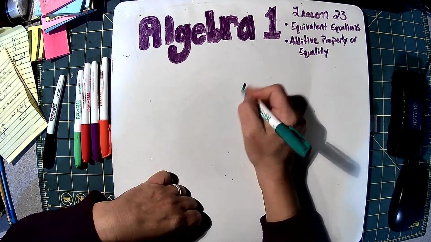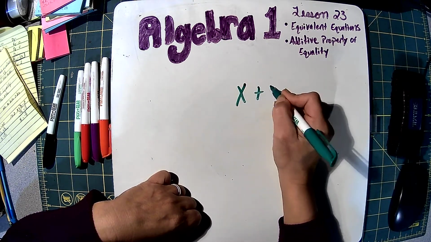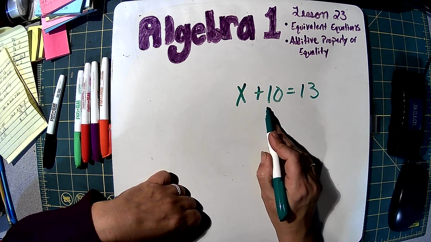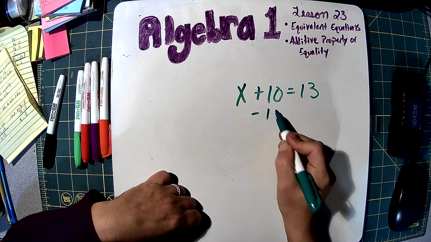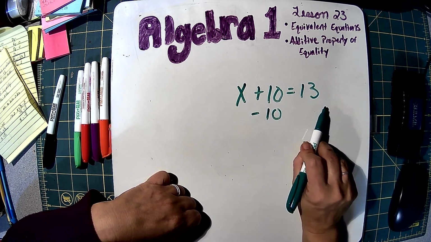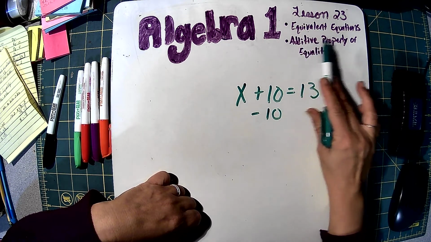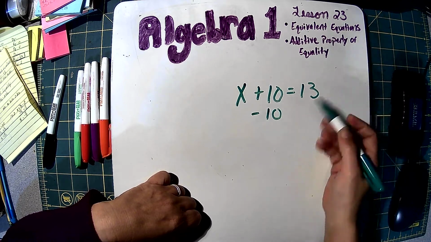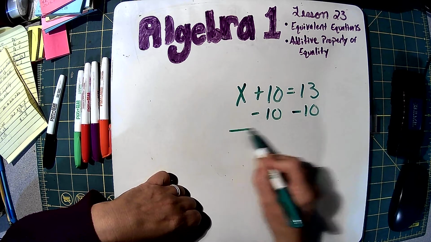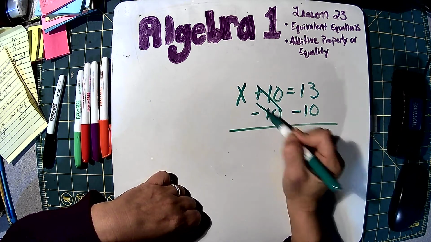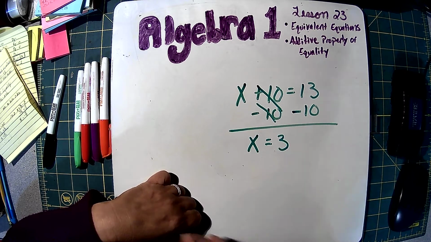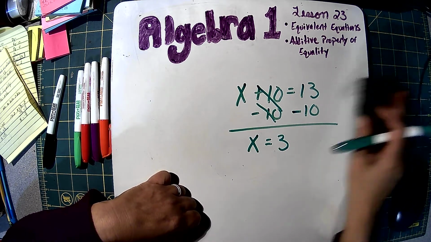Okay, I'll do another one. What if we had x plus 10 equals 13? What's the opposite of plus 10? Minus 10. So we're going to say minus 10 here. Whatever you do to this side of the equation, you have to do the other side of the equation. That's the equivalent equations property. The additive property of equality. Whatever we do to one side, we have to do the other side. Alright, so these cancel, and we're going to have x equals 3. So 3 is the answer to that one.